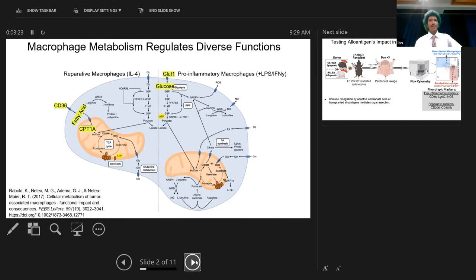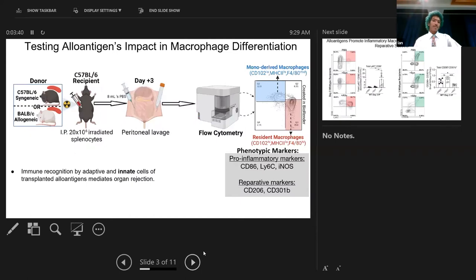And so what we're trying to answer is, how does this metabolism differentiate, not only when these macrophages are two different types, but also when they're in the presence of allogeneic or syngeneic material? So what's syngeneic versus allogeneic to begin with? Syngeneic is anything self, whereas allogeneic is anything non-self.